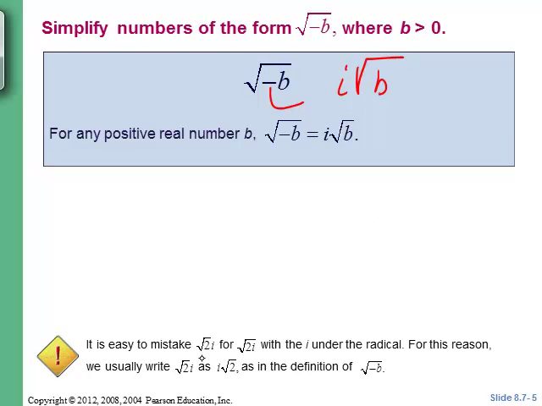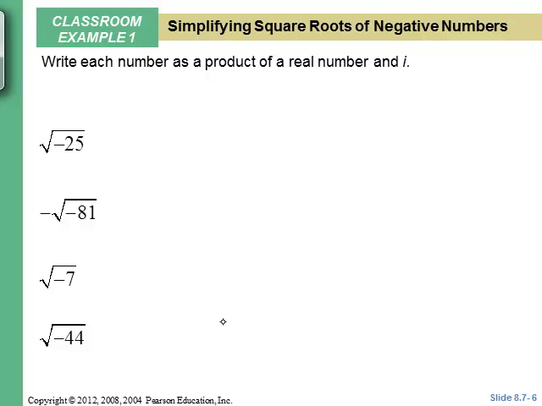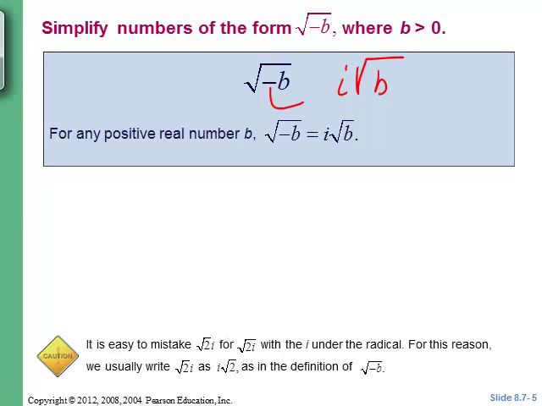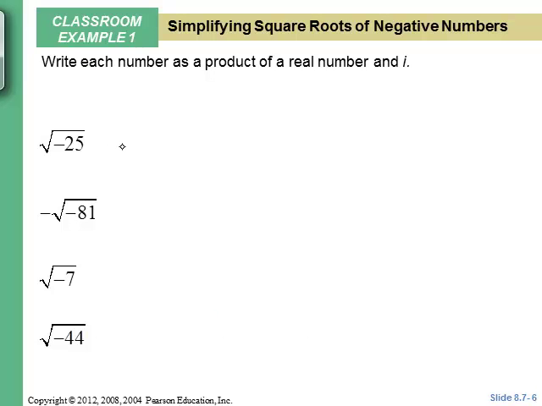Notice that the square root symbol stops before the i. Otherwise there would be a square root with the i underneath the radical. We usually, because we don't want to confuse that, put the i out in front. So this would be i square root 25, but the square root of 25 is 5, so we would say 5i.